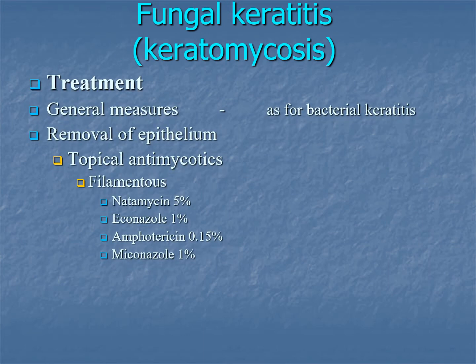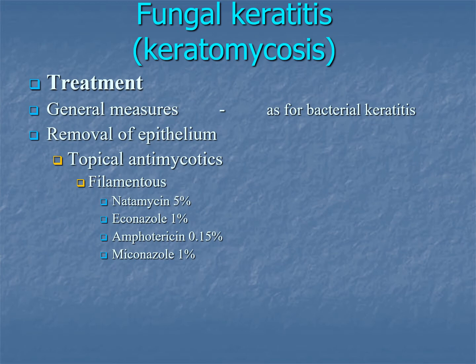So what is the treatment of fungal keratitis? Once you have taken the smear for staining and culture, then we do the general measures as we do in bacterial keratitis, and we want to promote the corneal epithelium healing with the general measures as we have discussed in case of bacterial keratitis. We may debride the corneal epithelium to remove the load of the fungi. Then we use the topical antimycotics.